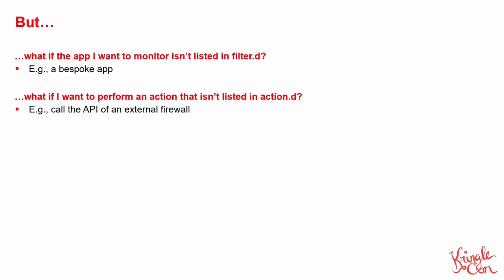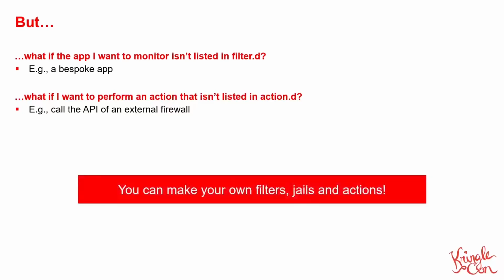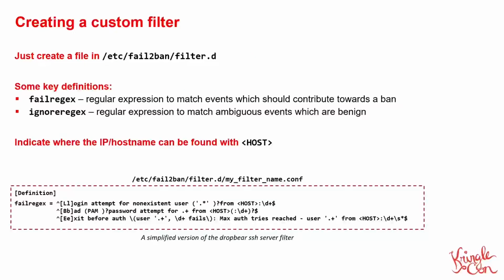But what happens if the application you want to monitor isn't already listed in that filter.d folder? Or what if you want to perform some kind of action that isn't already existing in action.d? Well, the great thing is you can create your own filters, jails, and actions for your custom applications. Let's start with creating a custom filter. It's as simple as creating a file in the filter.d folder that follows a certain format.